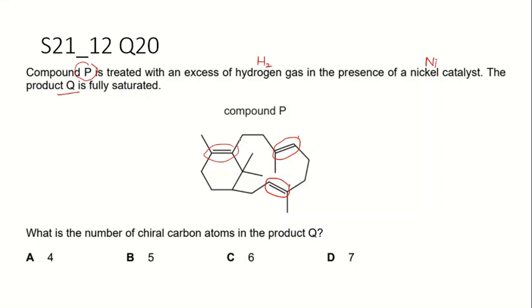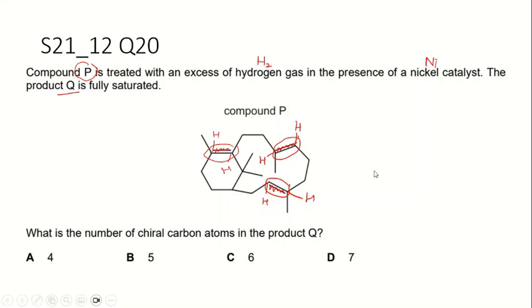So we are going to add hydrogen to each of the carbon in the double bond. Then all these double bonds will be gone because they became a saturated compound Q. 1, 2, 3, 4. This is the hydrogen. So erase this, erase this. So after removing the double bond, it will become compound Q.